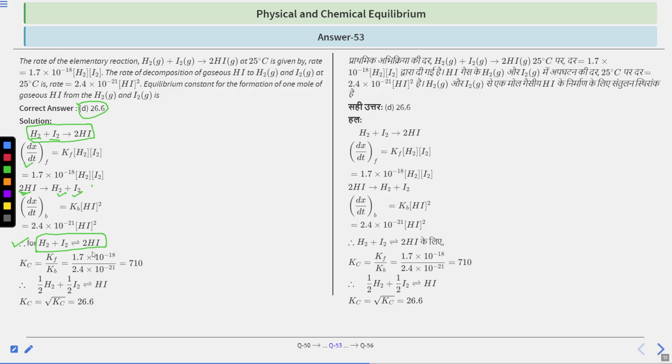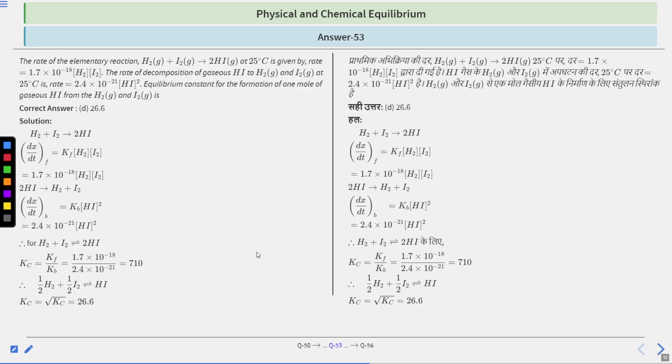And on solving this, we have it equals 710, and therefore for 1 mole of gaseous HI from H2 and I2, we have this reaction, that is half of H2 plus half of I2 giving us HI. Now for this reaction, the Kc will be this reaction's Kc divided by 2. If we divide this reaction by 2, we will get the final reaction, so its Kc will get square root. So the Kc for the final reaction will be equal to the square root of this reaction's constant, so square root of 710, and this will be equal to 26.6. And hence our correct answer will be option D, that is 26.6, right?